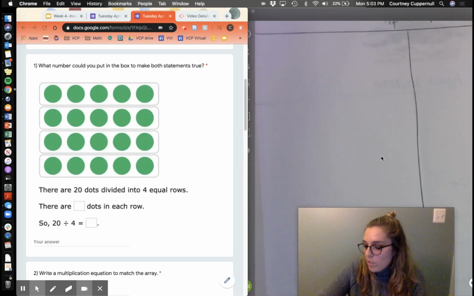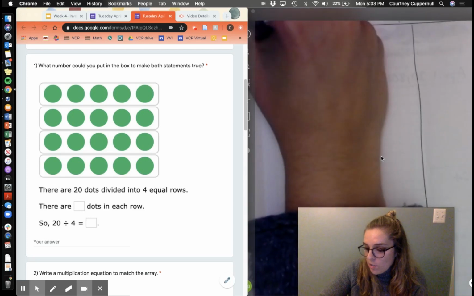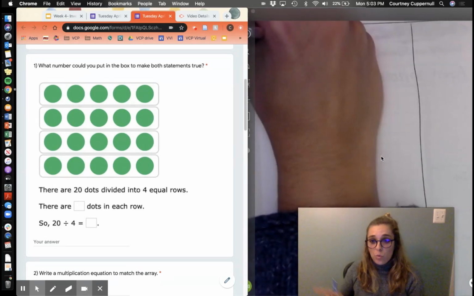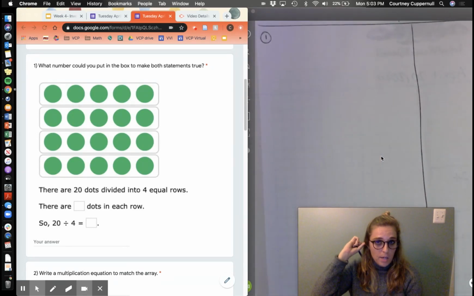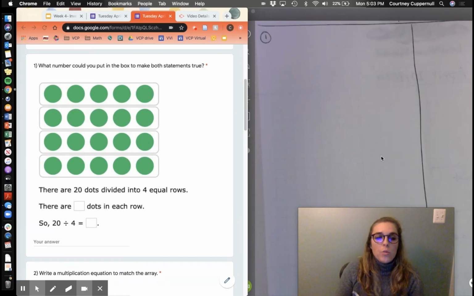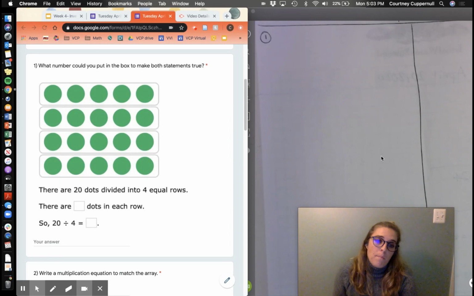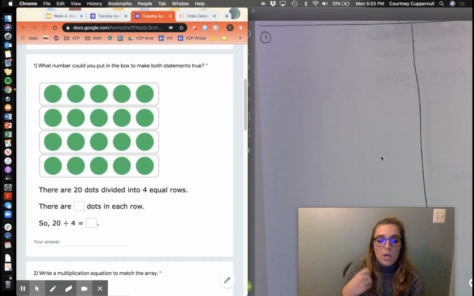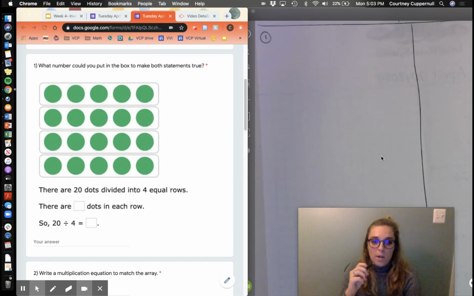All right, so let's look at question 1. Make sure your scratch paper, which I hope was already written on since you were following along on your paper as I was doing my work, but just in case, make sure your scratch paper is out and you've labeled this question 1. So it asks us, what number could you put in the boxes to make both statements true? So I'm going to look down below, and basically what this is asking me is, what number can I put in both of those boxes to make both of those statements true?